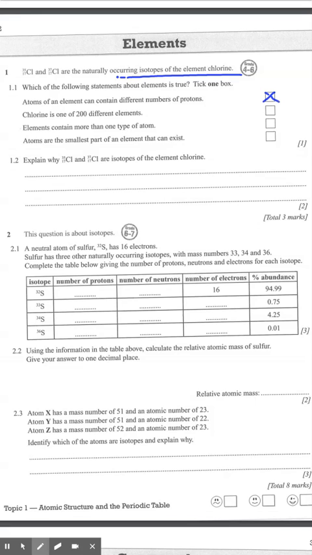So looking at question 2.2, now this is an extension question related to relative atomic mass, which we'll look at a little bit later on.